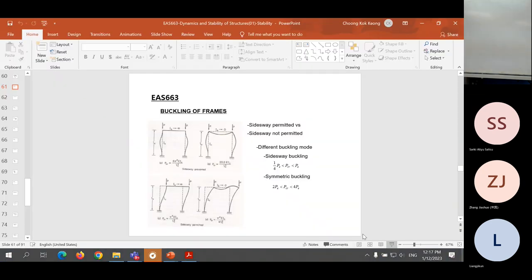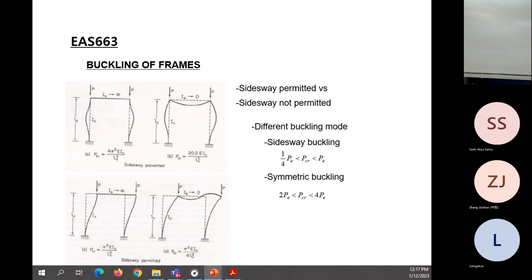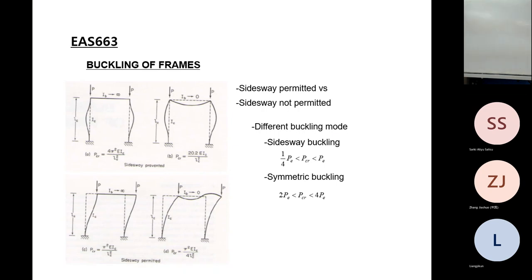Okay, so the last one that I'm going to cover is on buckling of frame itself. The buckling of frames is covered in chapter 4 of the book by Chen and Lui. We will not go into very much detail, just to give you an overall idea of the difference between braced frame and unbraced frame.